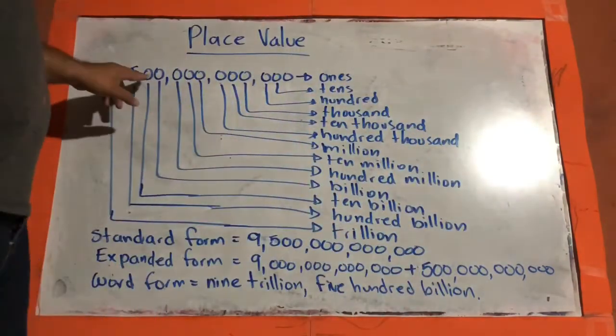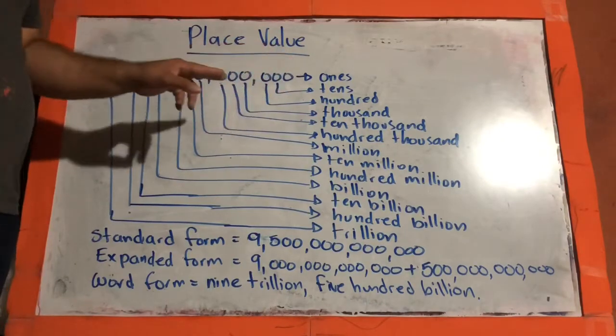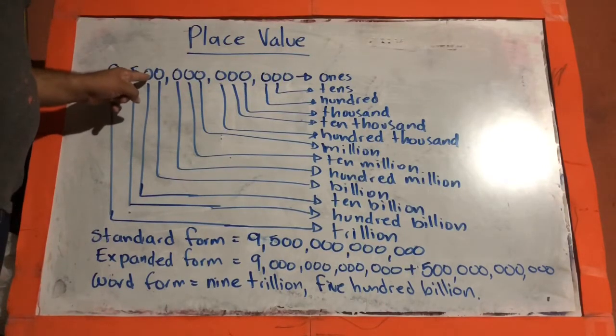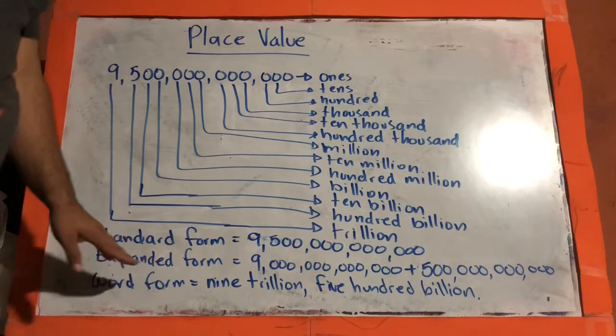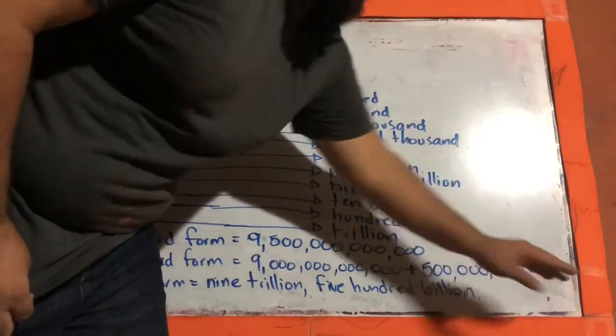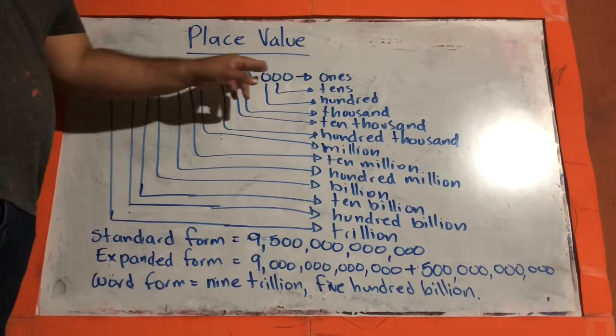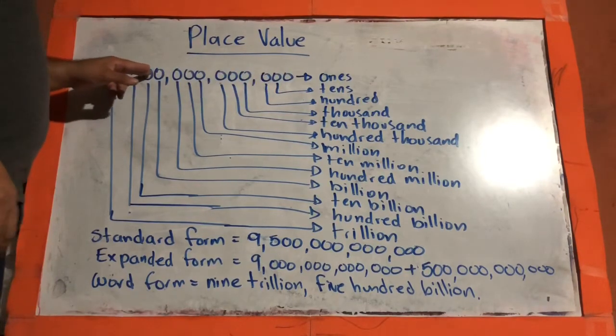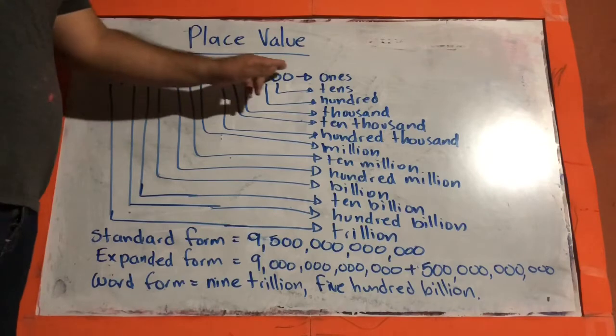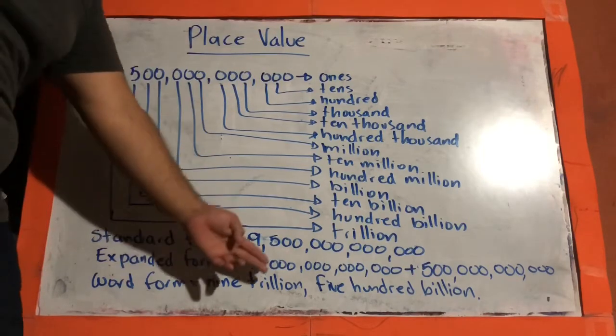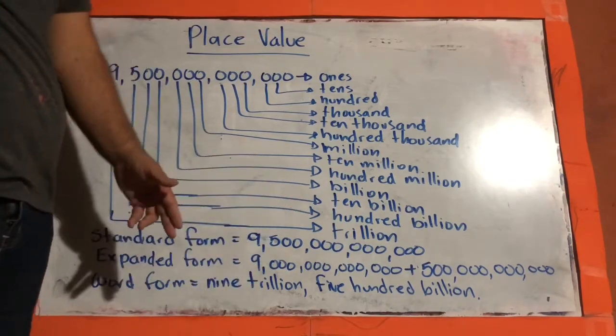Because we do not have another number different than 0, the expanded form is going to end here. But if you have another number different than 0 in whatever position from 10 billion to 1, we need to write it here with its place value, okay?